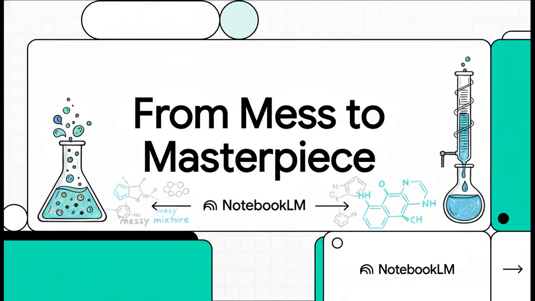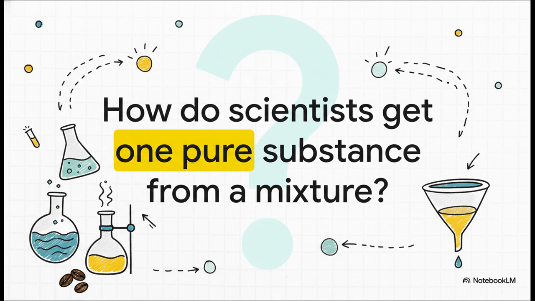All right, today we're diving into the science of purification. We're going to talk about how chemists take a total mess of a mixture and pull out one single pure substance. It's a massive challenge, but the solutions, well, they're incredibly clever. So, how do they actually do it?